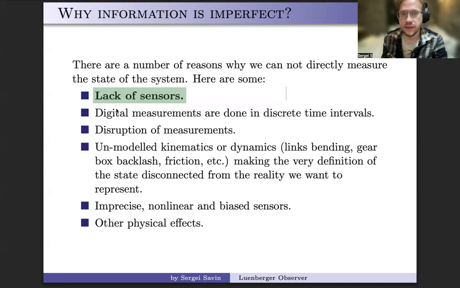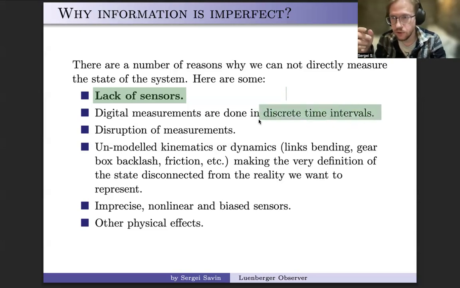Another one is that your measurements are digital, right? For example, they're done in discrete time intervals. So it means that your measurements are not available all the time. They're only available in updates, like every so many milliseconds you get a new update. They are also obviously quantized. So you don't have a measurement with infinite accuracy.